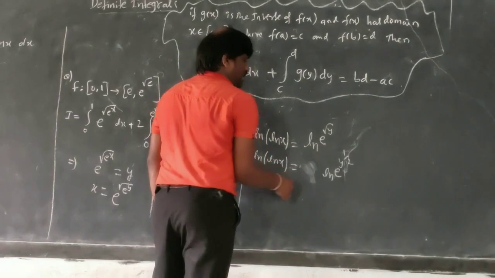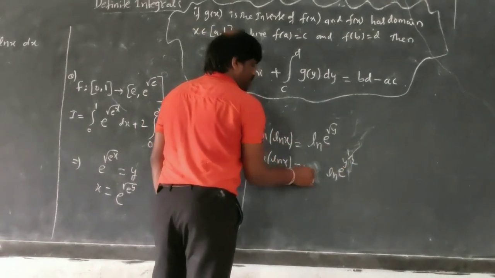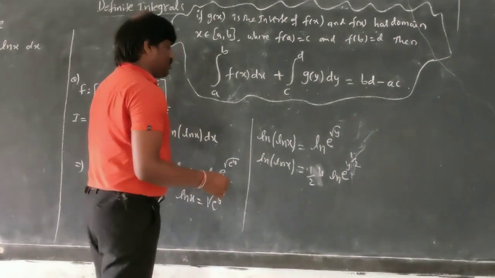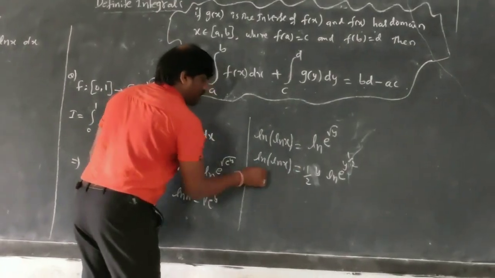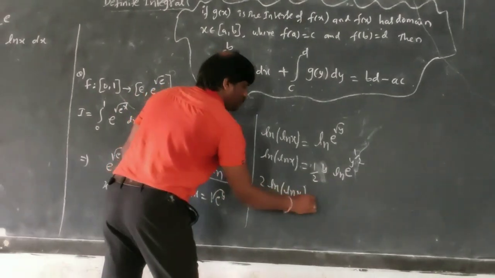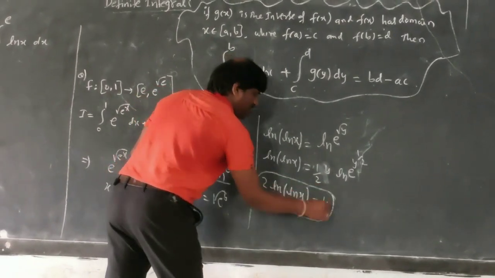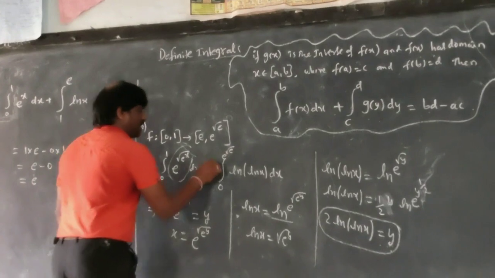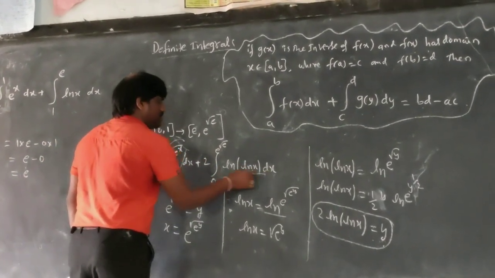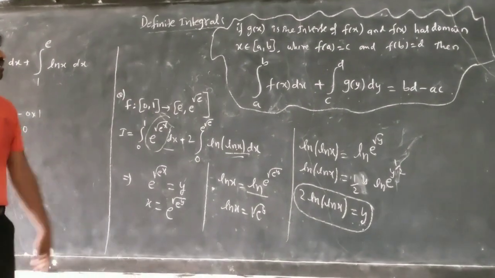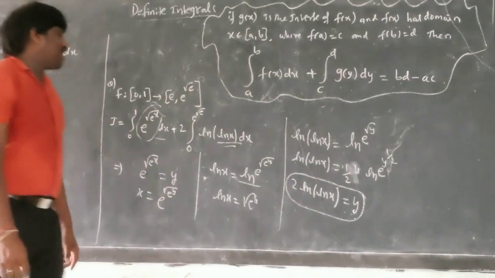If I take this out and 1 by 2 will become 2, and again y power 1 by 2. So I am getting the y value as 2 ln of ln x is equal to y. Since this is the inverse of the function, I got y as the inverse of this. So I took this as y, and I got the inverse 2 ln of ln x. Means these both are inverse to each other. When two functions are inverse to each other, we can use that and directly find the answer.